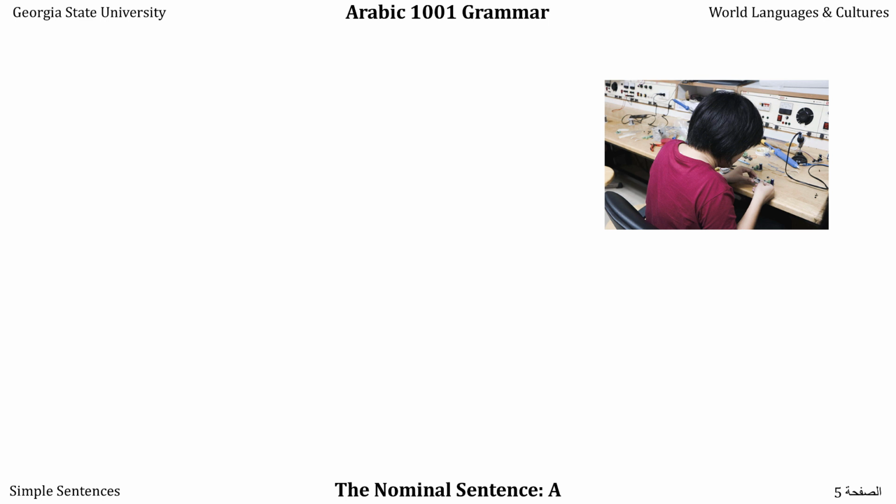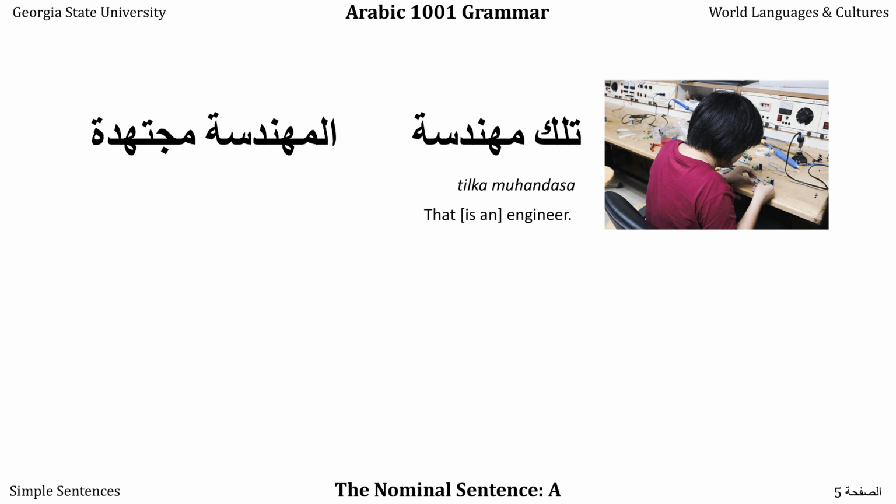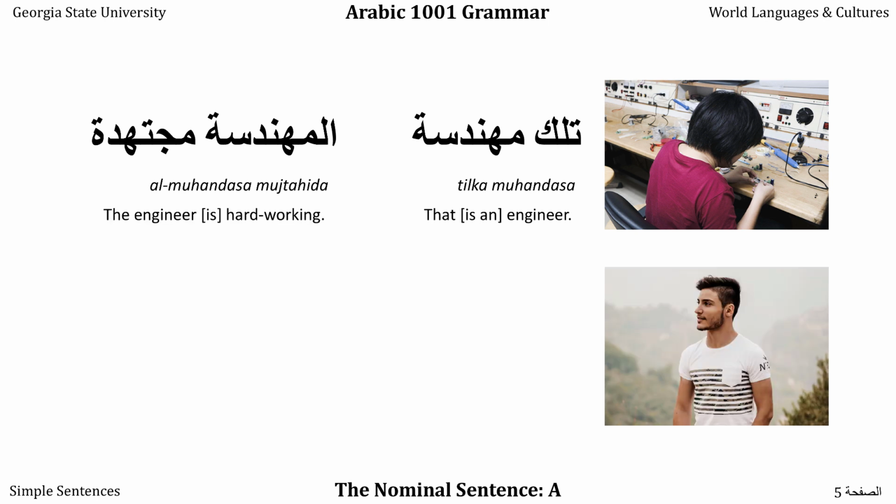This works with people as well as objects. We can say tilka muhandasa. Tilka is like hadha and hadahi. It's definite by definition. And then we go to the indefinite word muhandasa, engineer. So we mean that is an engineer. Now let's describe her. We can say al-muhandasa mujtahida. Mujtahid means hard-working. Al-muhandasa is definite. Mujtahida is indefinite. So we've gone from definite to indefinite, and therefore we have a sentence. The engineer is hard-working.